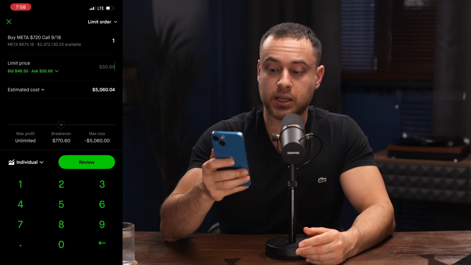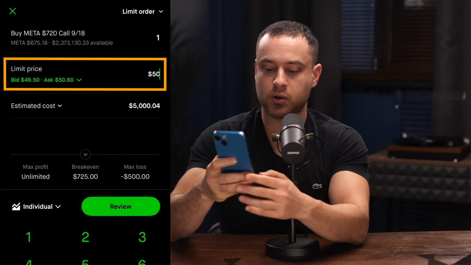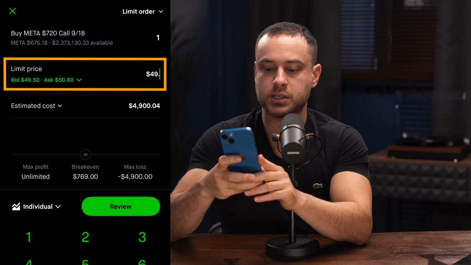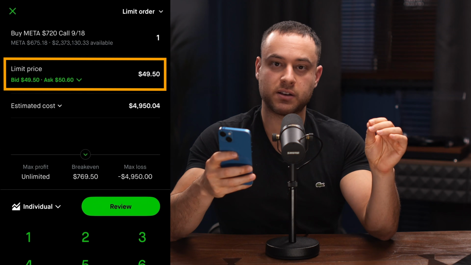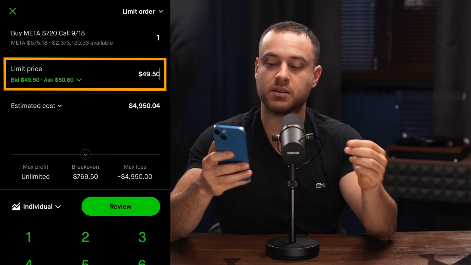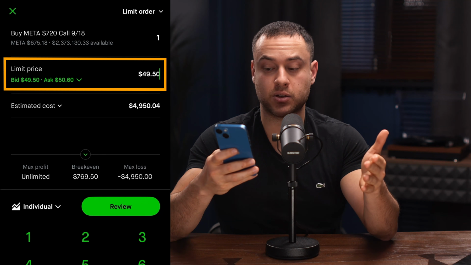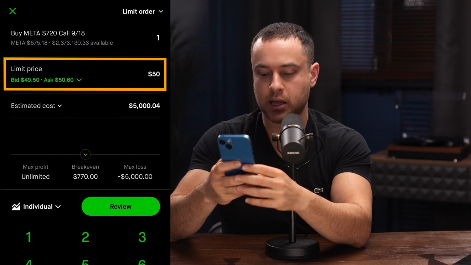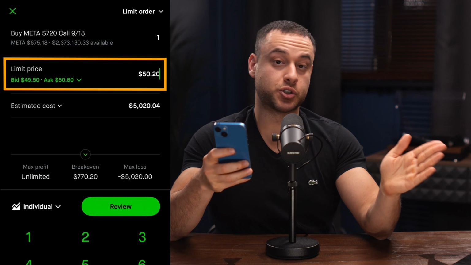Now, if I enter a limit price, let's say I enter $50, actually, since I'm buying this option, I would enter $49.50. That means I'll buy it for $49.50, no more than that. I am not paying more than that. So I'm entering at the bid price. But if I really want to execute this option, then I would go a little bit higher, right? I would go for $50.20. This would be closer to the ask price.